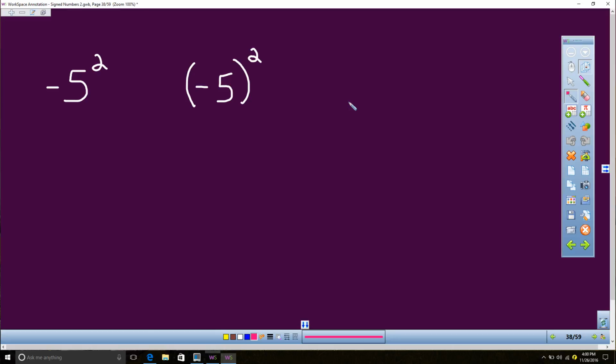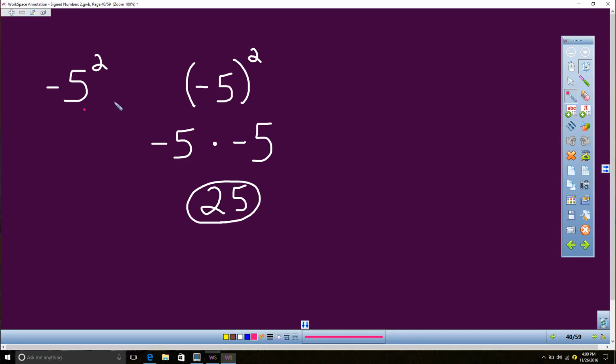So here are 2 examples where sometimes students get confused. So let's read this expression. Now notice the expression has parentheses. So I read this as negative 5 quantity squared, or negative 5, the quantity, negative 5, taken to the second power, which means negative 5 times negative 5. In other words, the exponent applies to what's immediately in front of it, which is the parentheses. So that means the parentheses has to be repeated. So a negative 5 times a negative 5 is a positive 25.